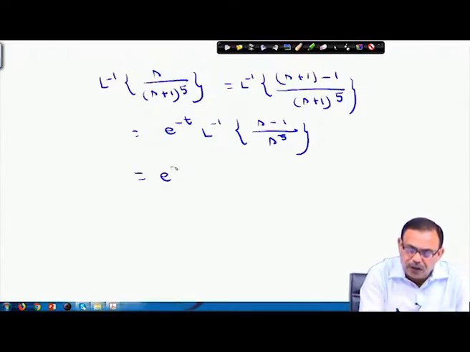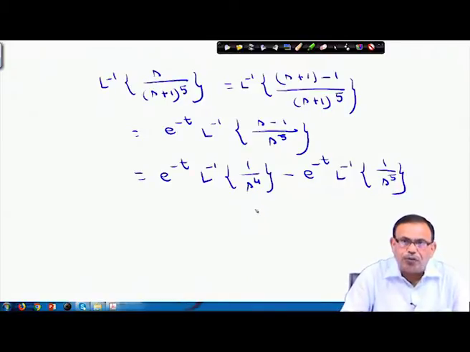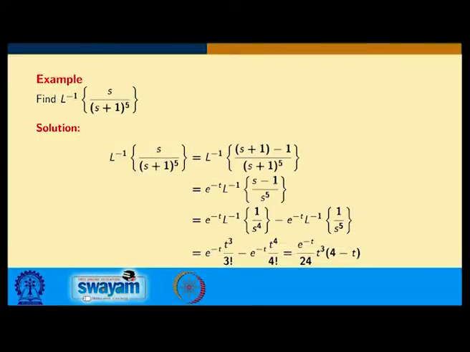The next line you can directly do it. Laplace inverse of 1 by s to the power 4 minus Laplace inverse of 1 by s to the power 5, with e power minus t outside. And I know the functions whose Laplace transform is either 1 by s to the power 4 or 1 by s to the power 5. That I will just show it here.